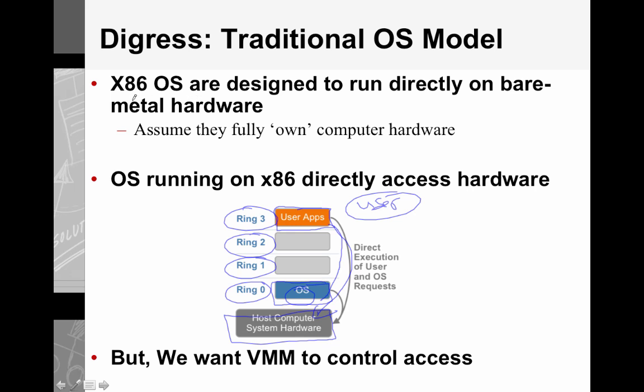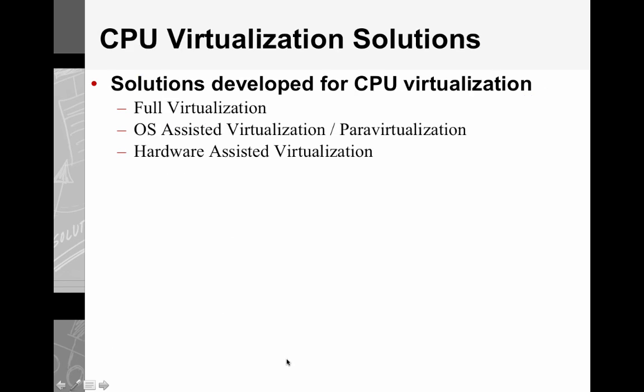Now, many of the x86 operating systems are designed to run directly on bare metal hardware like this. They assume that they have complete access to all the system resources. But what we really want is something called a VMM, which is the Virtual Machine Manager, which abstracts the hardware or the system resources, especially in this particular case, the CPU. How do you do this?